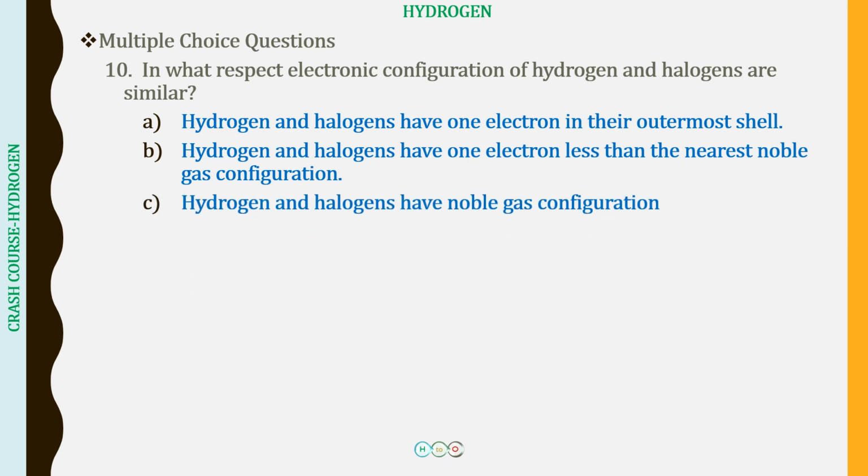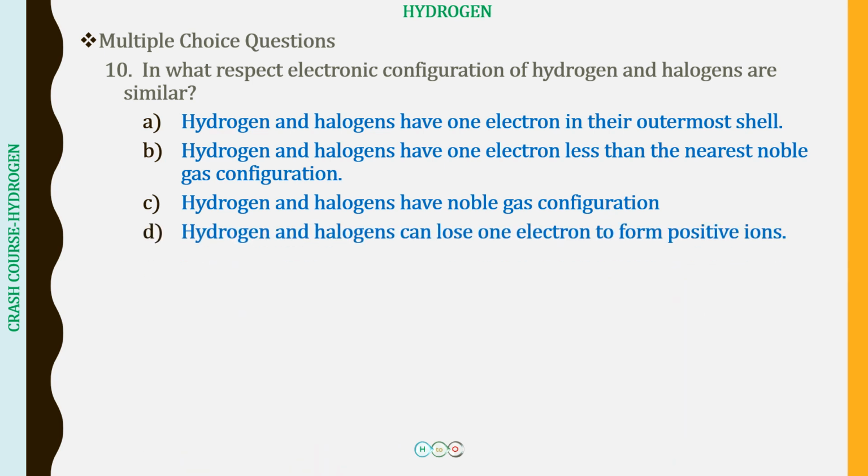Then the third choice is hydrogen and halogens have noble gas configuration. So this is obviously wrong. And hydrogen and halogens can lose one electron to form positive ions? It is going to be hydrogen and alkali metals that can lose one electron to form positive ions. So the correct choice is going to be B.